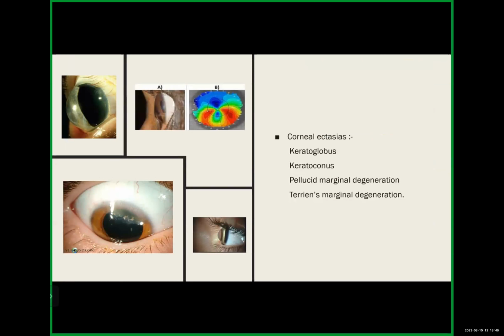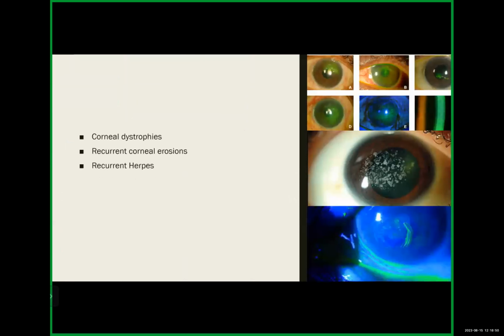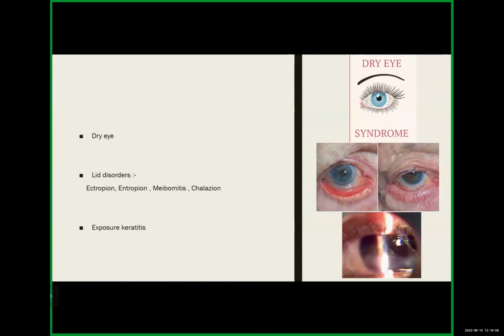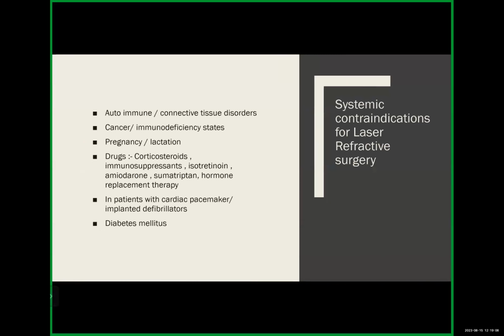Pellucid marginal degeneration, Terrien marginal degeneration, any corneal dystrophies, recurrent corneal erosions, recurrent herpes, chronic uveitis, cataract, dry eye syndromes, any of the lid disorders, ectropion, entropion, meibomitis, chalazion, any exposure keratitis. So these are the ocular contraindications.